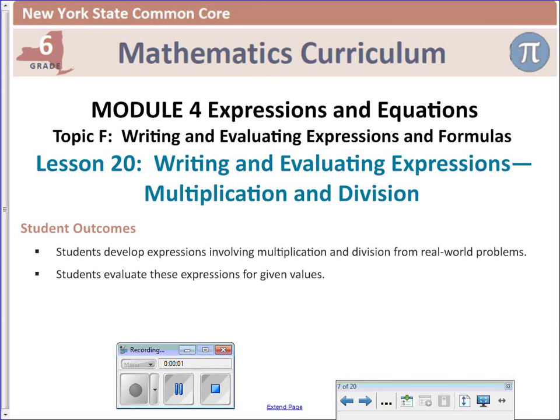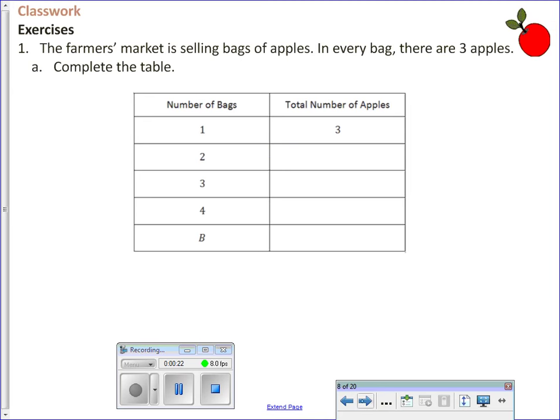Today we're looking at Module 4, Lesson 20. Very similar to yesterday. Yesterday we used tables and expressions to explore the relationship between addition and subtraction. Today we will be writing and evaluating expressions using multiplication and division. So a nice follow-up, finishing, summary of everything that we've been working on this week.